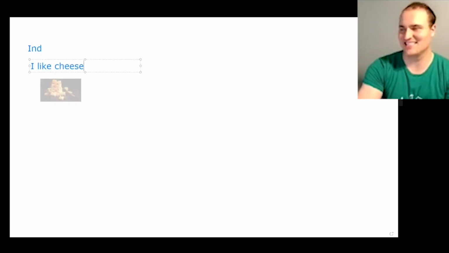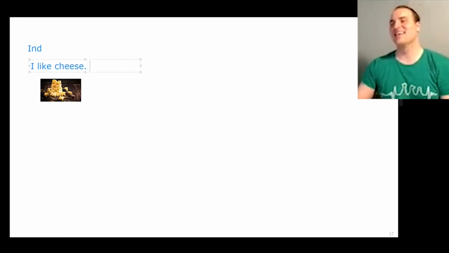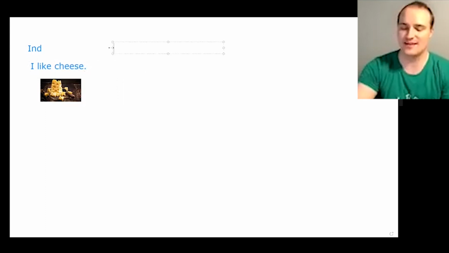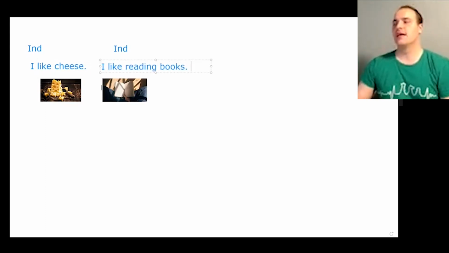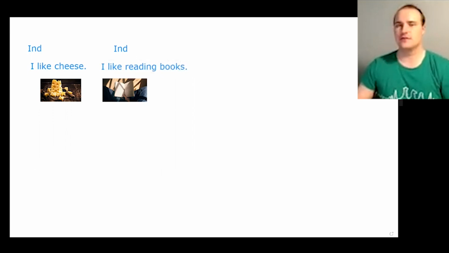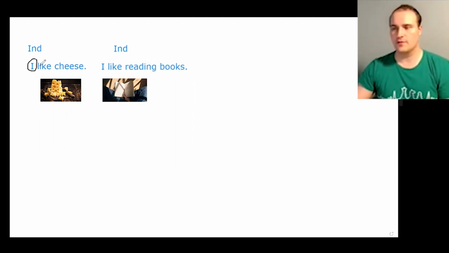I like cheese. This is great. I love this sentence. Give me an example of another different independent clause. I like reading books. Great. And what makes something an independent clause? There's a subject. So what's the subject? I. Good. What's the verb? Like. Great. And that's it.